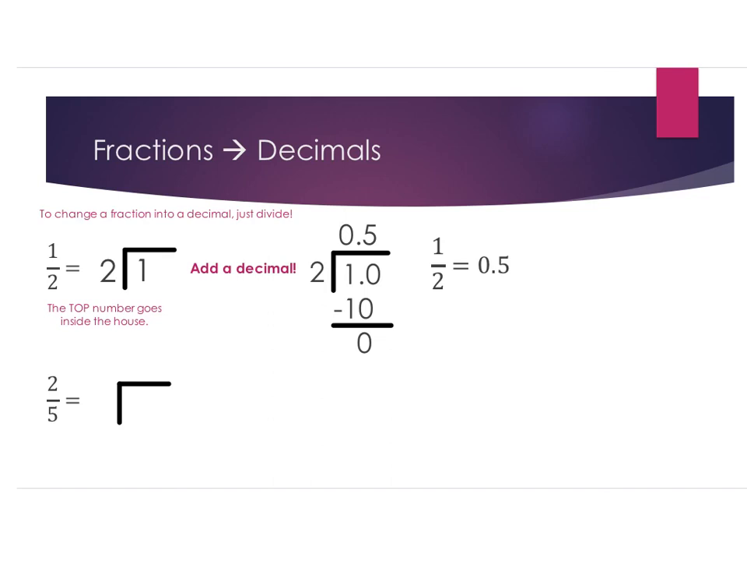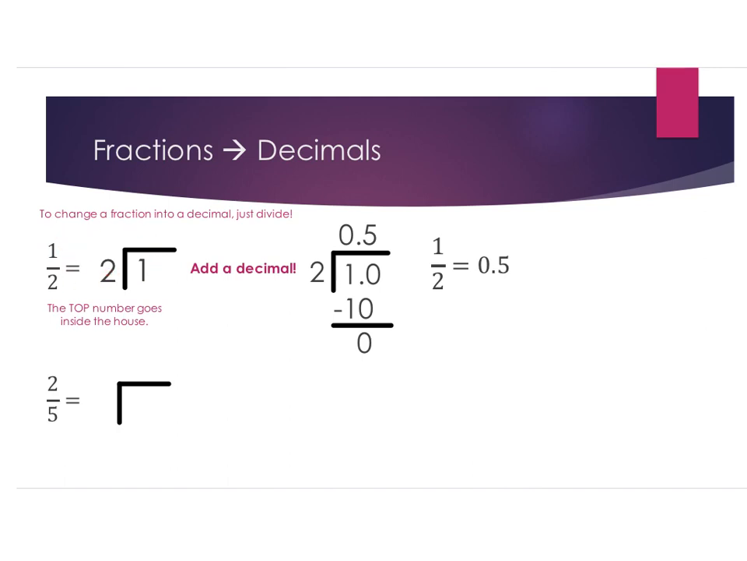Right now we're going to talk about how to change a fraction into a decimal. And all you do is you're just going to divide right here. Change a fraction into a decimal, just divide. Here I have the fraction 1/2, and when I change it into a division problem, I put the top number inside the house and the bottom number goes on the outside.